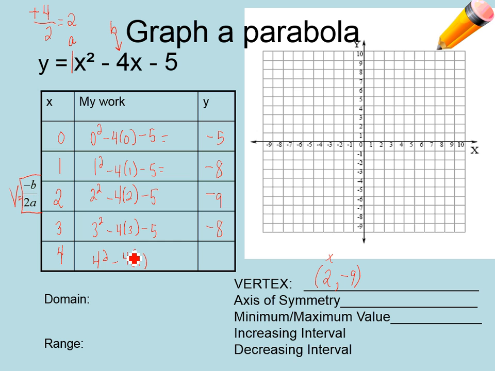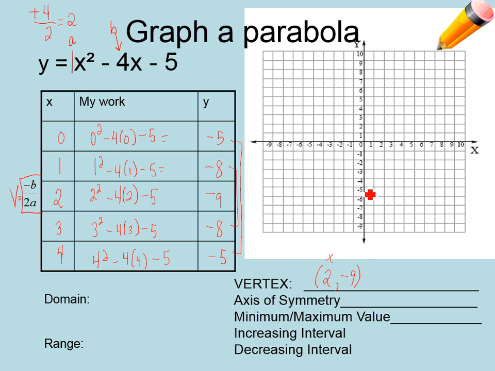4 squared minus 4 times 4 minus 5, that would be 16. Minus 16 would be 0. Minus 5 would be negative 5. Now look, this is pretty darn symmetrical, isn't it? Okay, so now we're going to plot these on our graph.